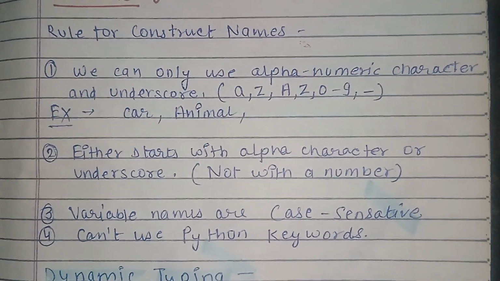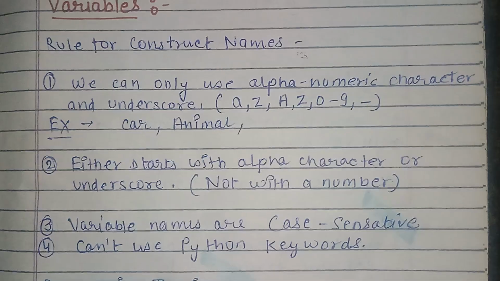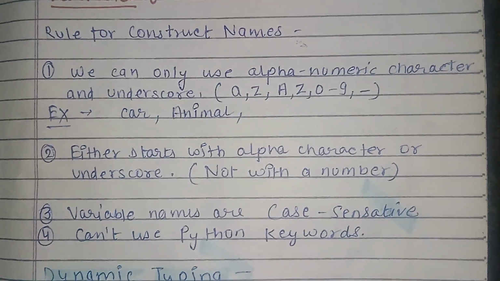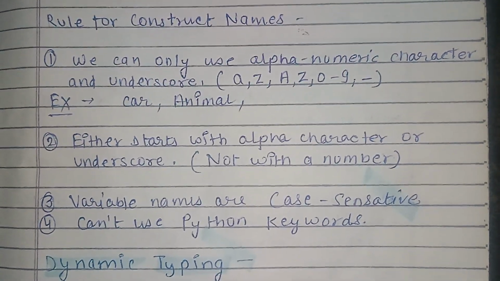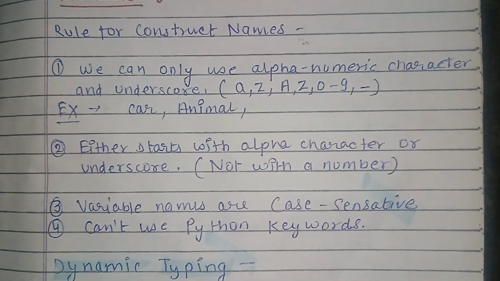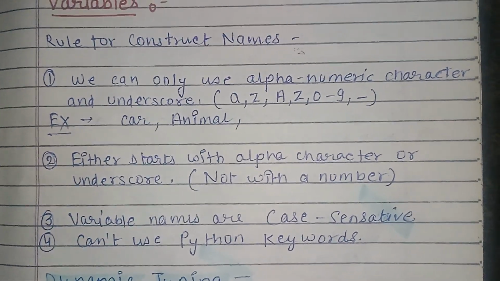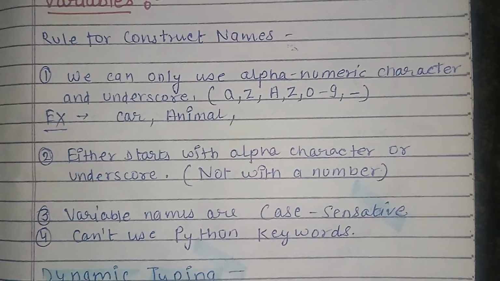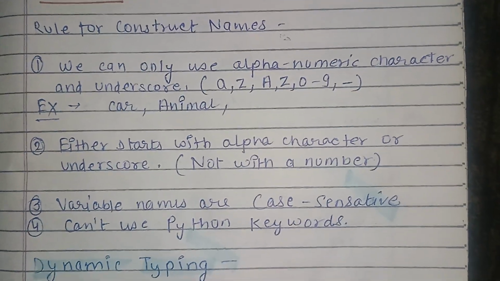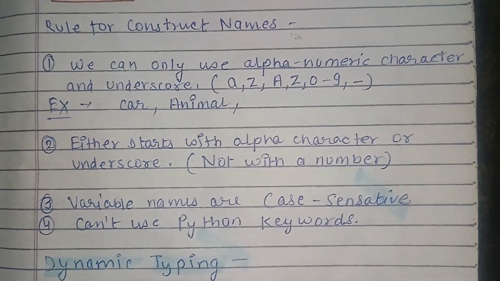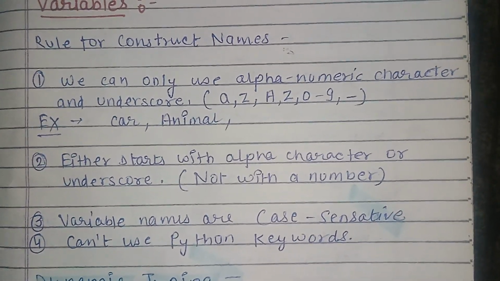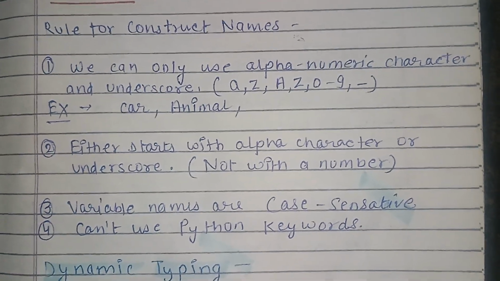Second, every variable either starts with an alphabet character or an underscore, not with a number. Third, variable names are case sensitive. Small a and capital A are different. Fourth, we can't use Python keywords. Like in any other programming language, we don't use keywords as variables.